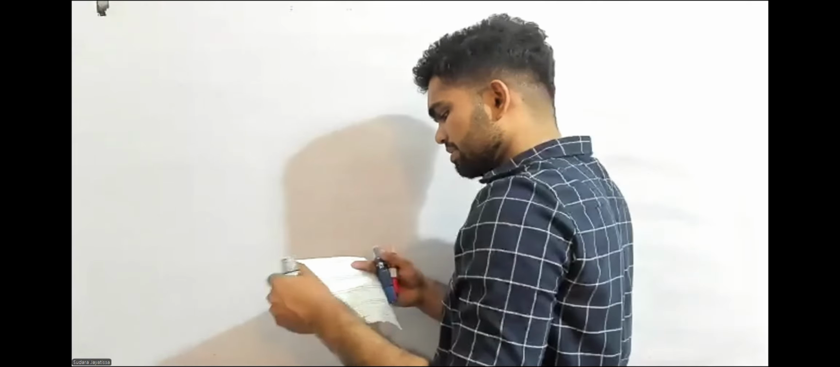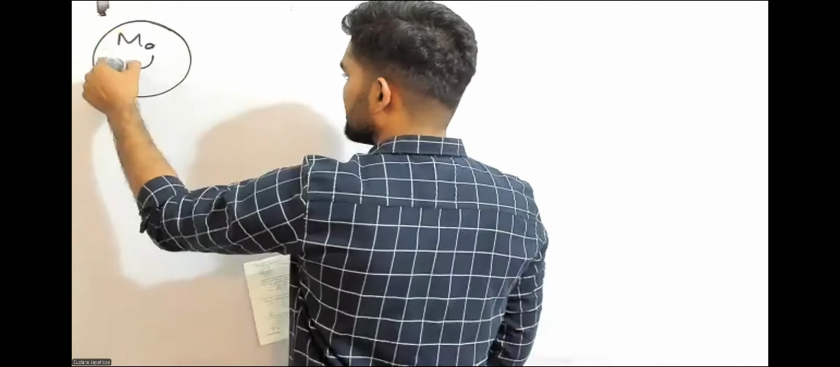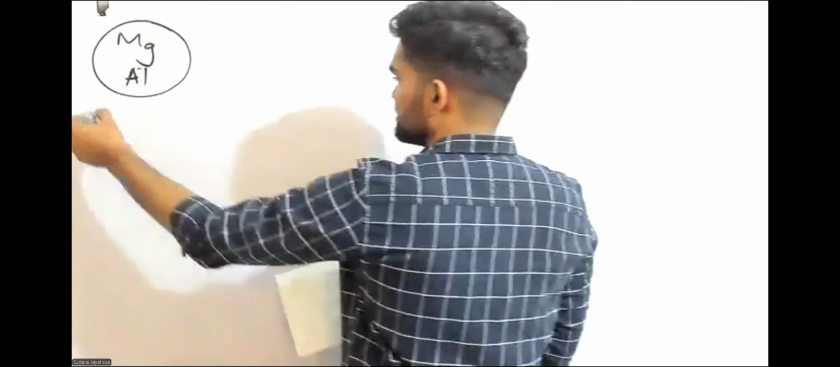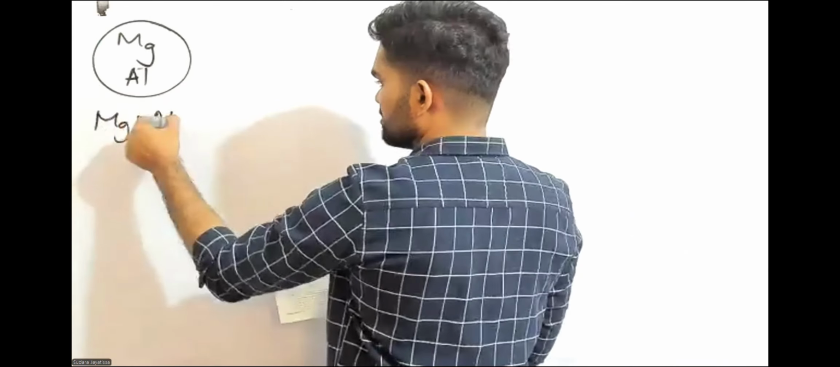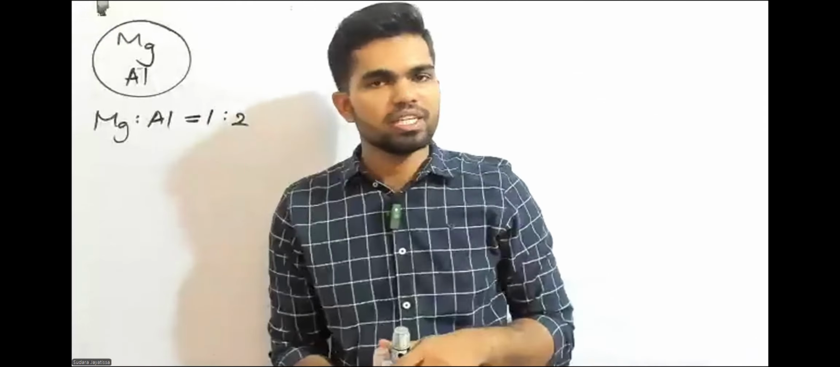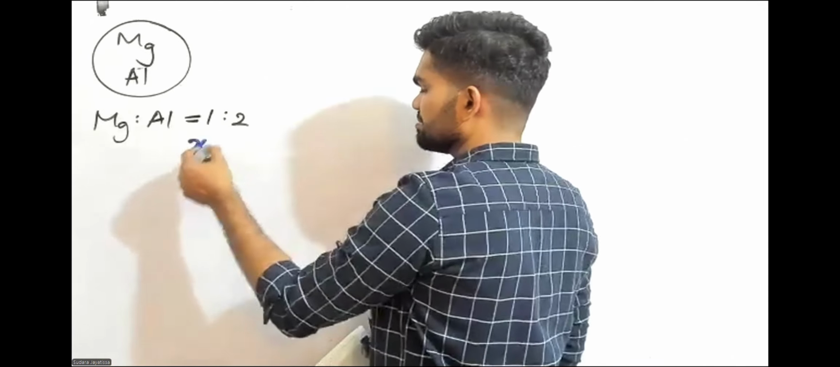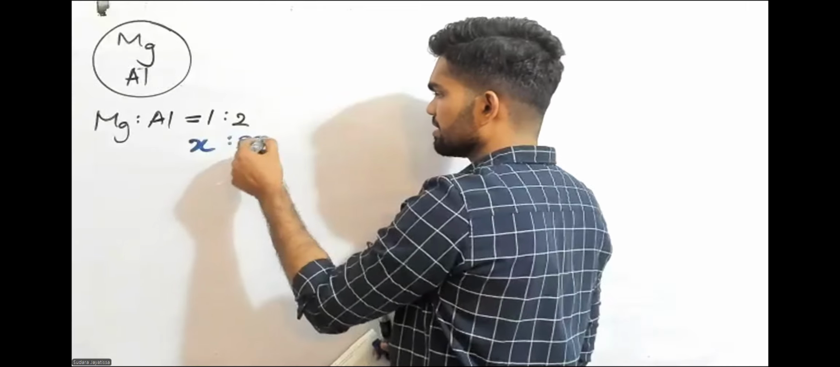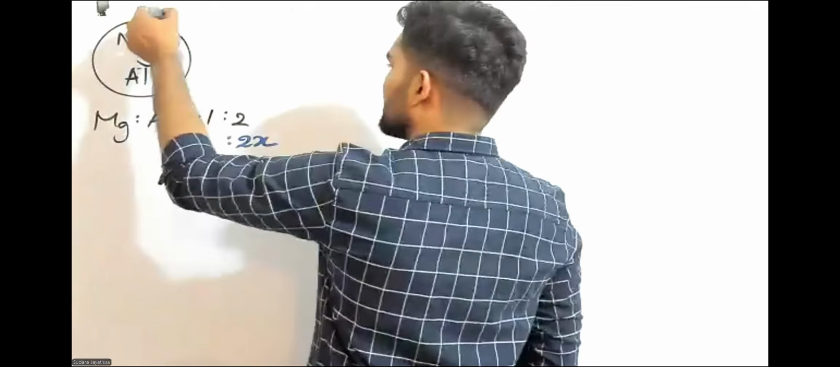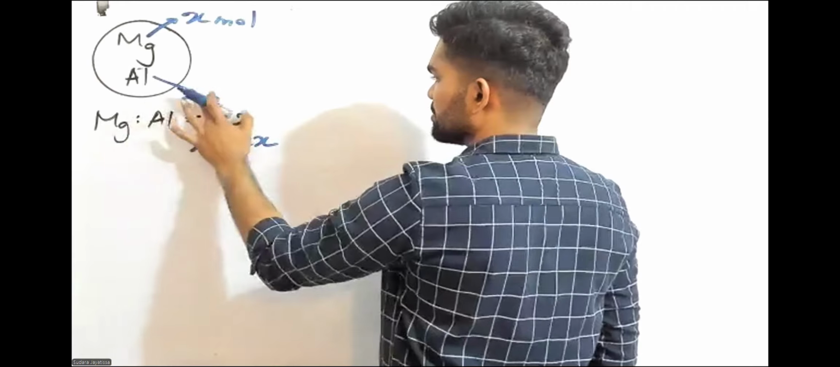Okay, 5th one. So there is a sample of alloy containing magnesium and aluminium. It says the molar ratio of magnesium to aluminium is 1:2. So first of all, let's say we have x moles of magnesium, then our aluminium should be 2x. That's what it is telling, no? 1:2. So let's write that here: x moles, and this should be 2x moles.